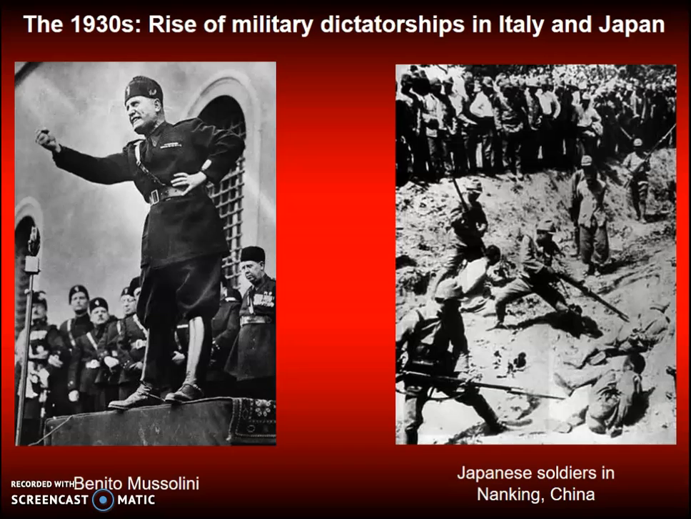Japanese torture and murder of civilians during the occupation of the city of Nanjing is legendary, where some 300,000 men, women, and children were killed outright, and tens of thousands of Chinese women were raped and kept as sexual slaves for the occupying Japanese army.